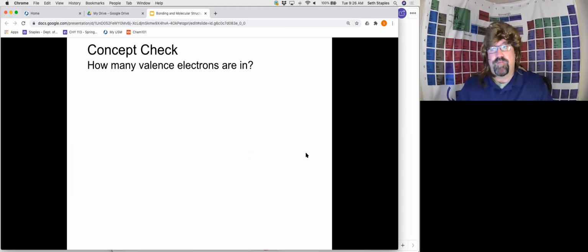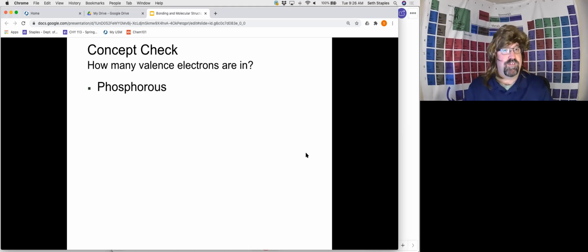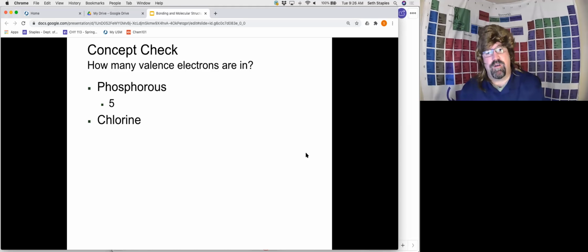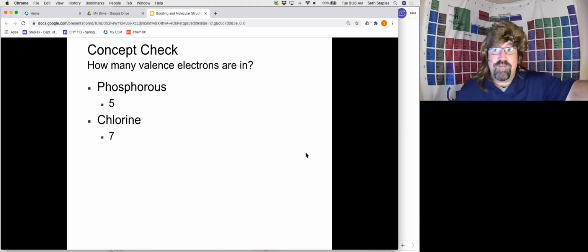And so just do a bit of a check. How many valence electrons are in phosphorus? Check the periodic table, look where phosphorus is located. Hopefully you found 5. How many valence electrons in chlorine? Again, just use the periodic table. Chlorine has 7 valence electrons.